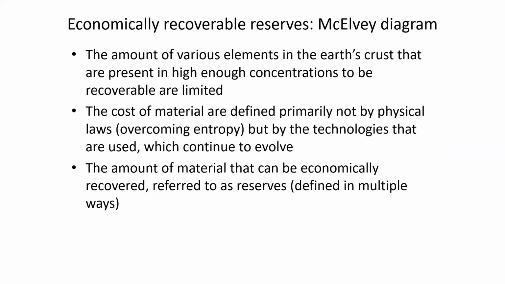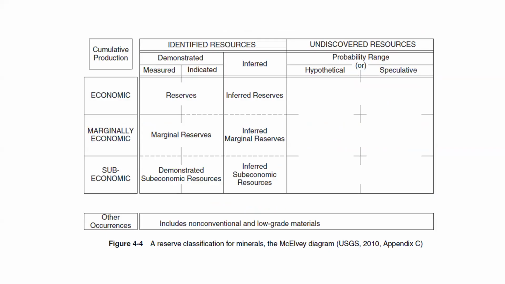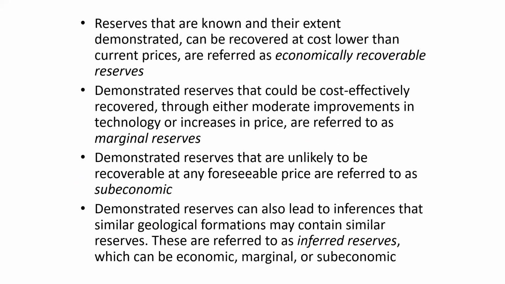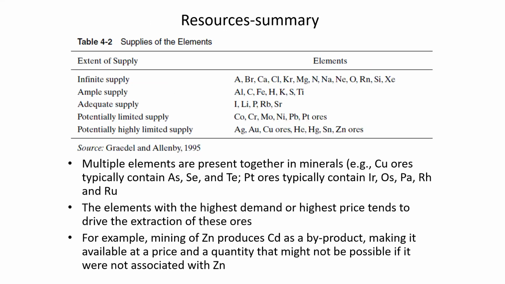So for what is economically recoverable, we look at the total as well as the economically recoverable, and how much is the identified undiscovered source. There are some recoverable reserves, some marginal reserves, some economic reserves, and then the inferred reserves are also there. You look at what materials could be there for quite a long time, infinite supply, and then there are some with ample supply. Highly limited are gold, silver, copper ores, helium, mercury, tin, zinc. All those are limited supply.